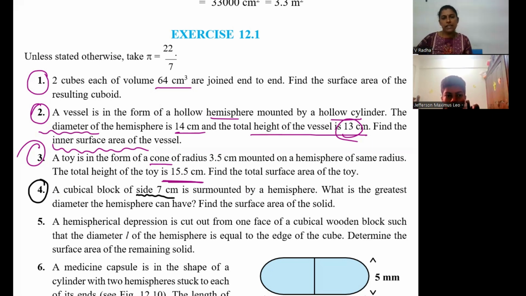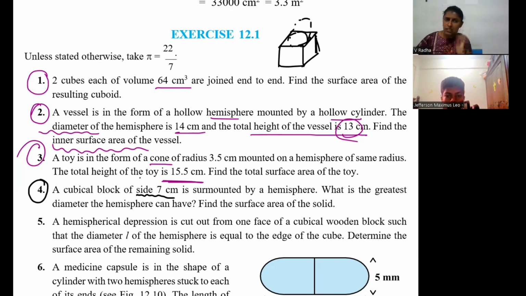A cubical block of side 7 cm surmounted by a hemisphere. That means we have a cubical block surmounted by a hemisphere, that is, on the top face of the cube there is a hemisphere. So all the four sides have a circle face.